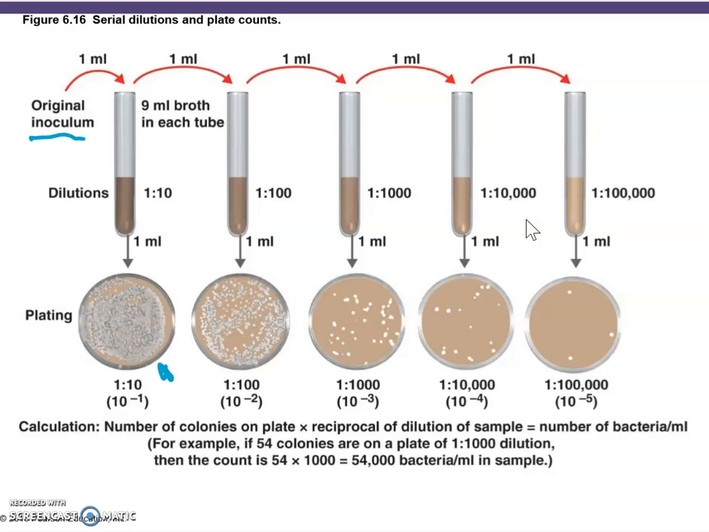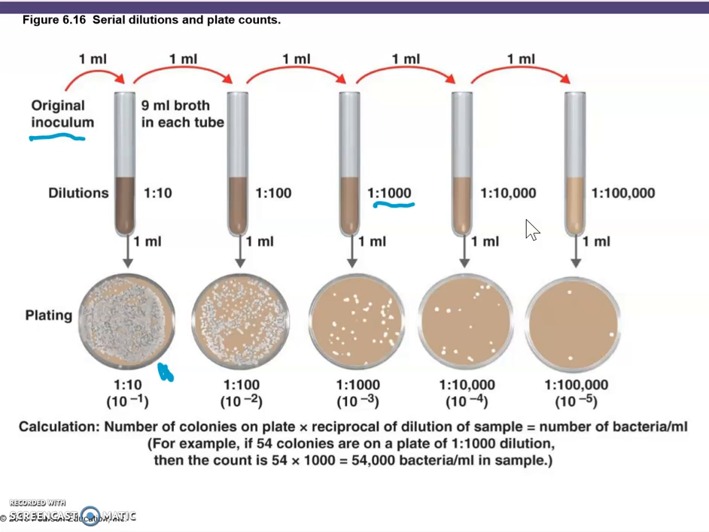You do this again. Now 1 milliliter of this, and you put it into 9 milliliters of broth. You get now a 1 to 1000 dilution, and that may give you some colonies that you can count. And you do this 2 more times with every dilution factor.